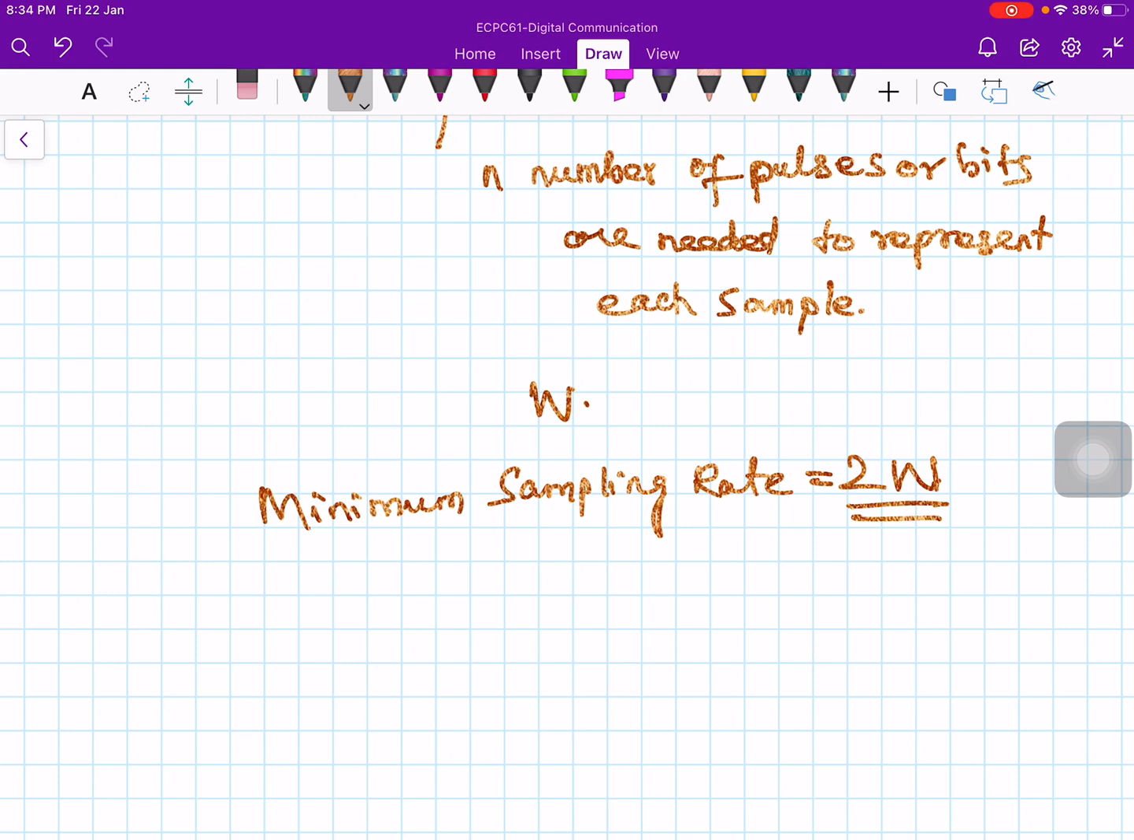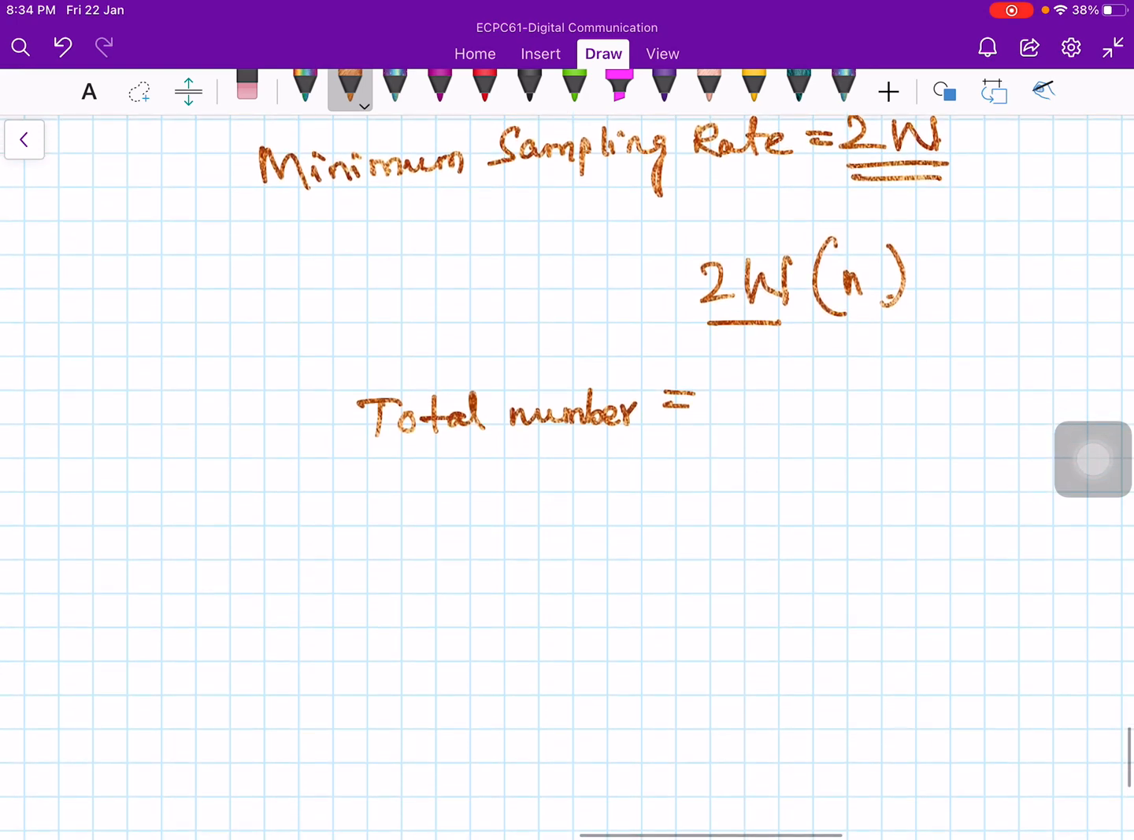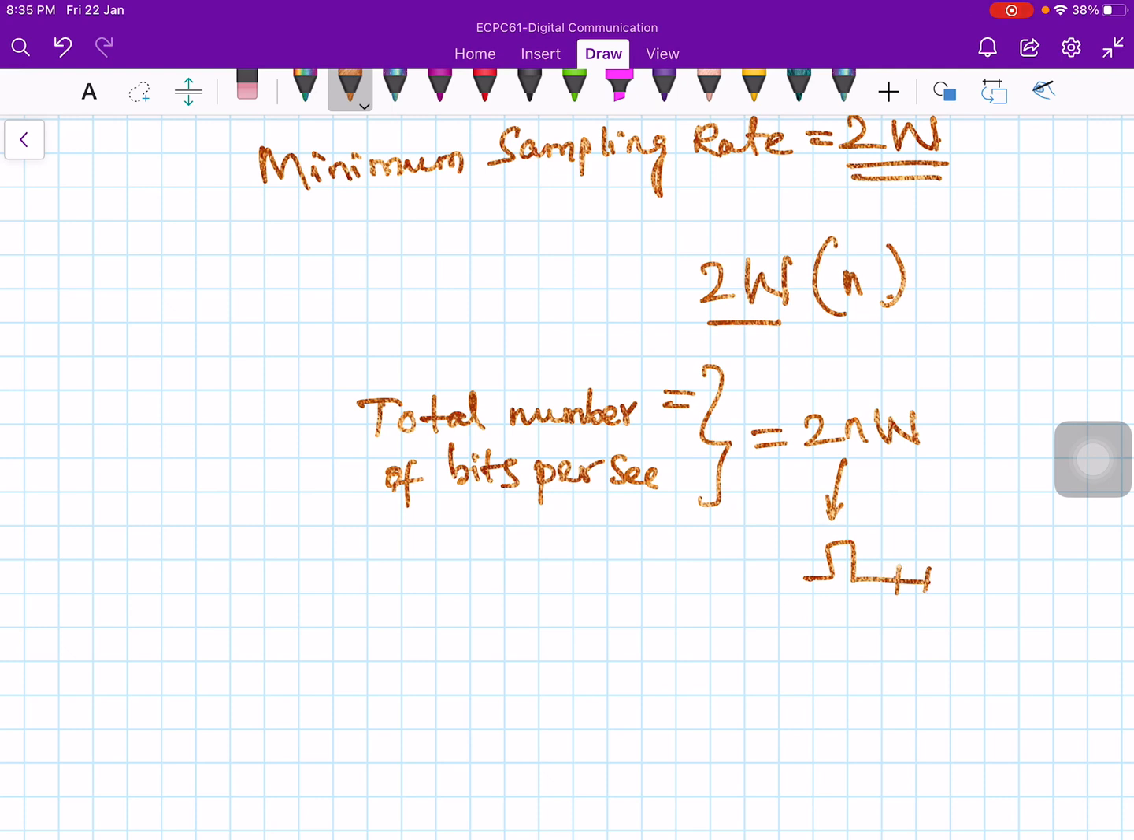Now what determines the bandwidth of the pulse? How many bits do I need? 2W samples per second, and each sample requires n bits. Therefore the total number of bits per second is equal to 2nW. Now what determines the bandwidth of the pulse train? Because these bits are represented by a pulse train like this.